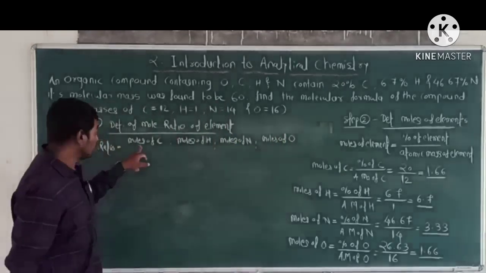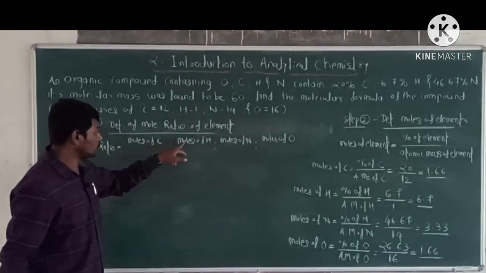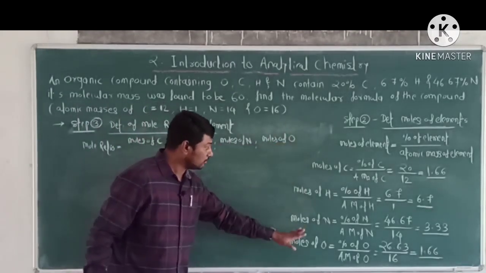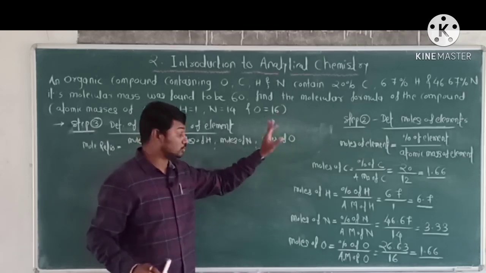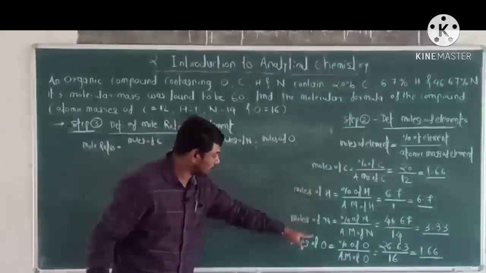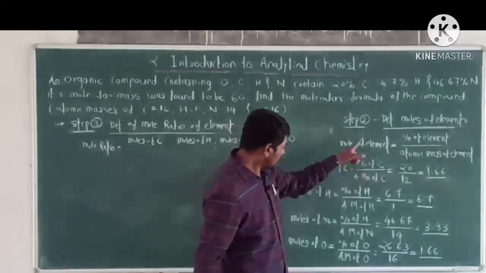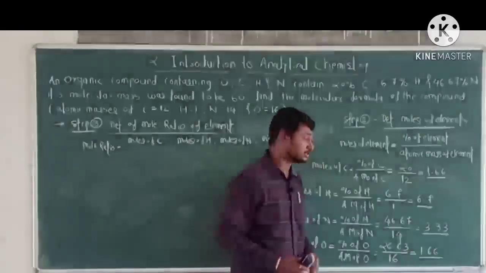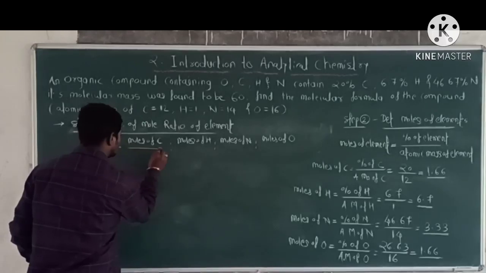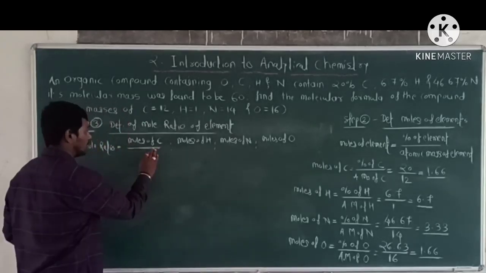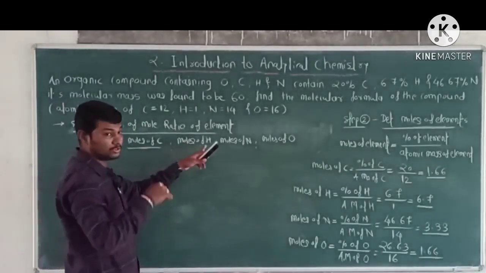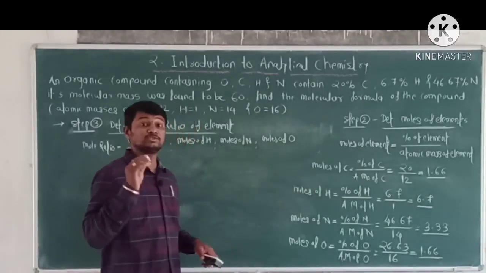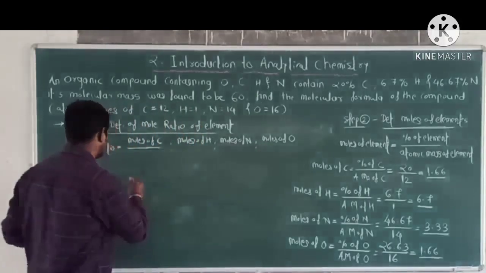Divide the moles of each element, that is moles of carbon, moles of hydrogen, moles of nitrogen and moles of oxygen, by the smallest mole value among them. The smallest mole value here is 1.66. So divide the moles of carbon, hydrogen, nitrogen and oxygen by the smallest mole value.